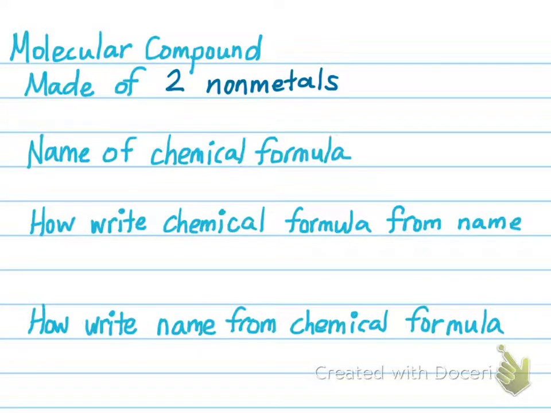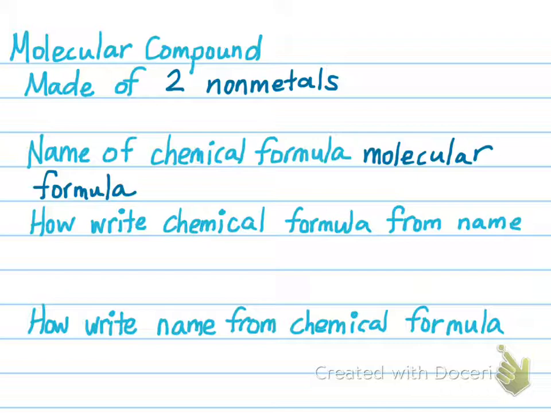What's the name for the chemical formula? Remember, we can call the chemical formula just a chemical formula, but there are also more specific names. And the more specific name for the chemical formula of a molecular compound is a molecular formula. So what that means is I cannot call the chemical formula of an ionic compound a molecular formula, okay? Molecular formula is specific to a molecular compound which is made of two nonmetals.